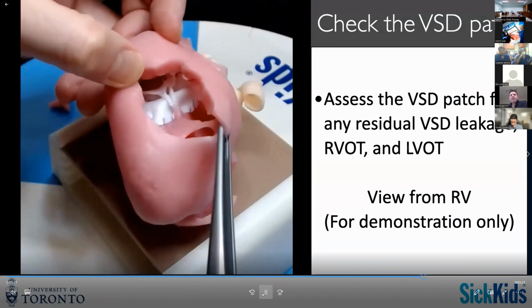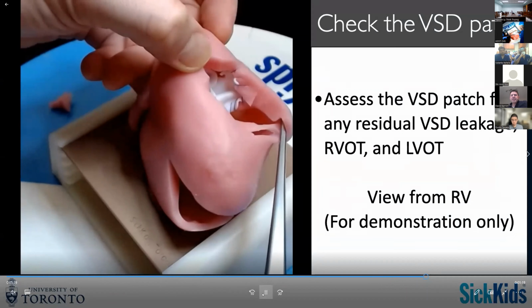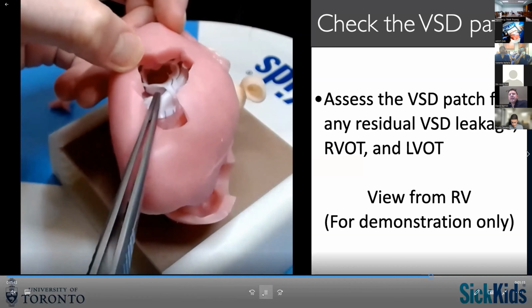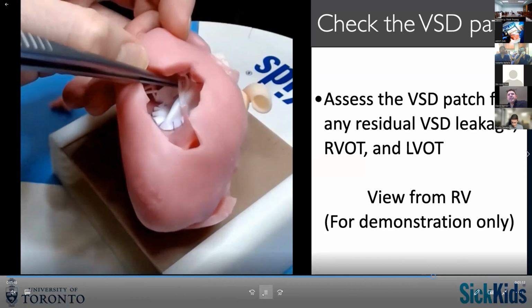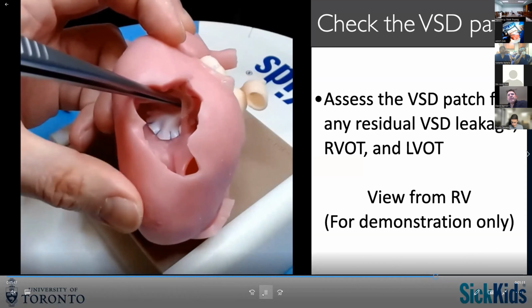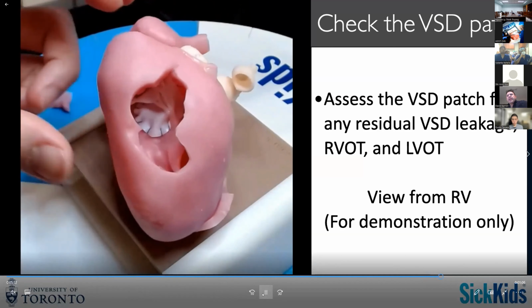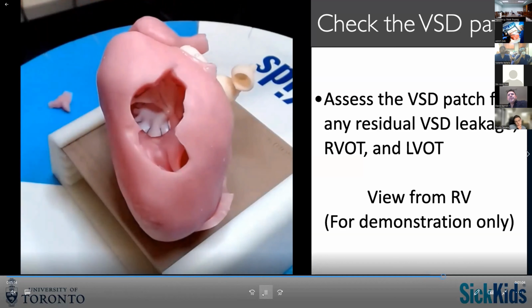Again, you can now check the position of your patch, make sure it's nice and secure. And again, just for the sake of the demonstration, what we've done is have a look at the pathway, both from above and from the left ventricular side. So we'll show you looking down from above.